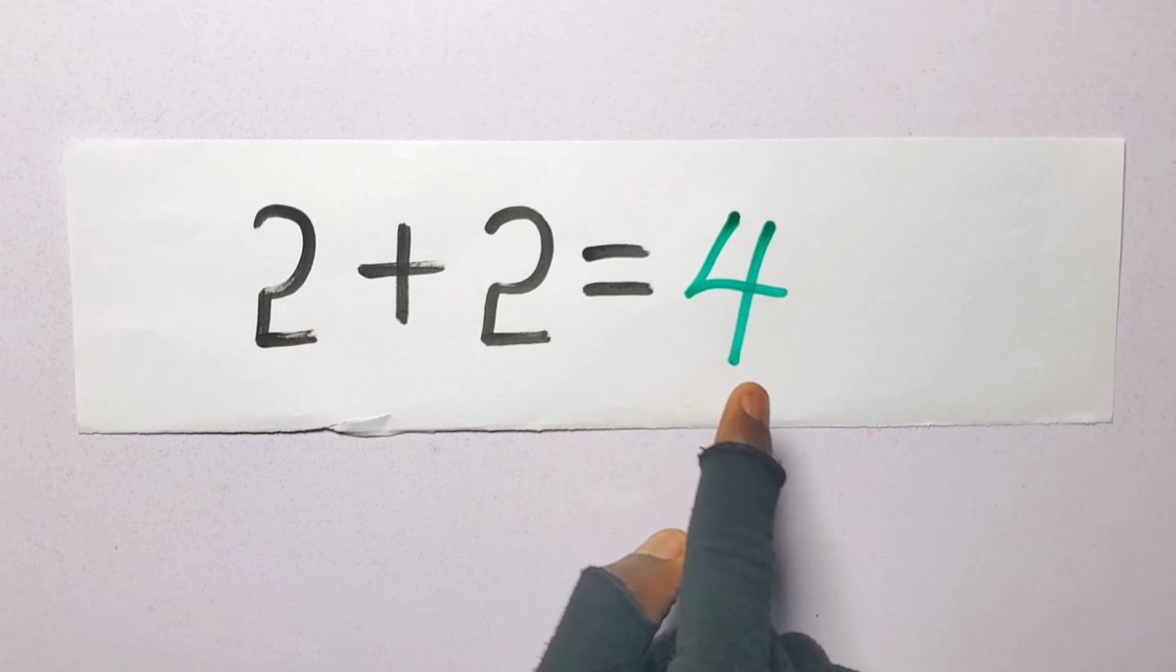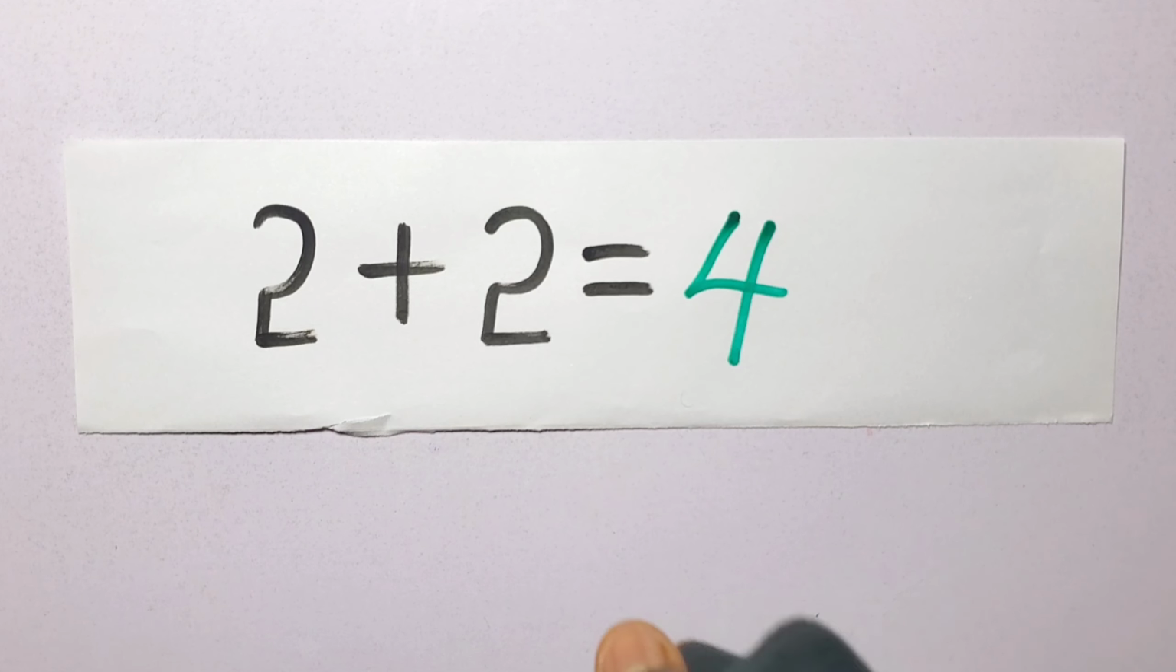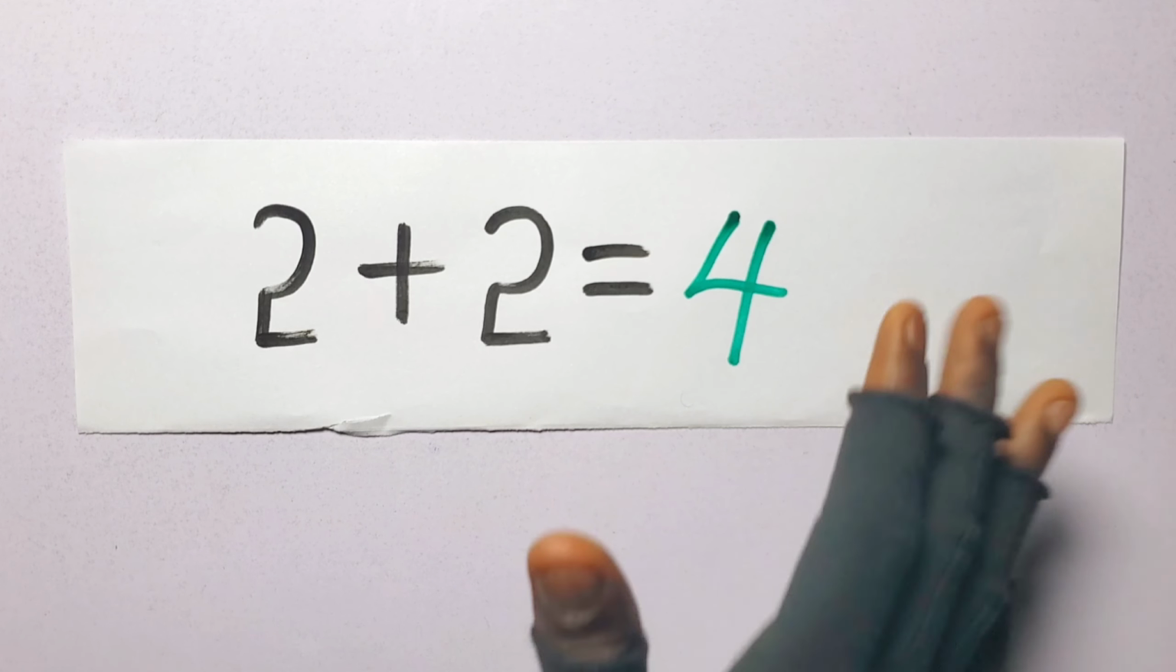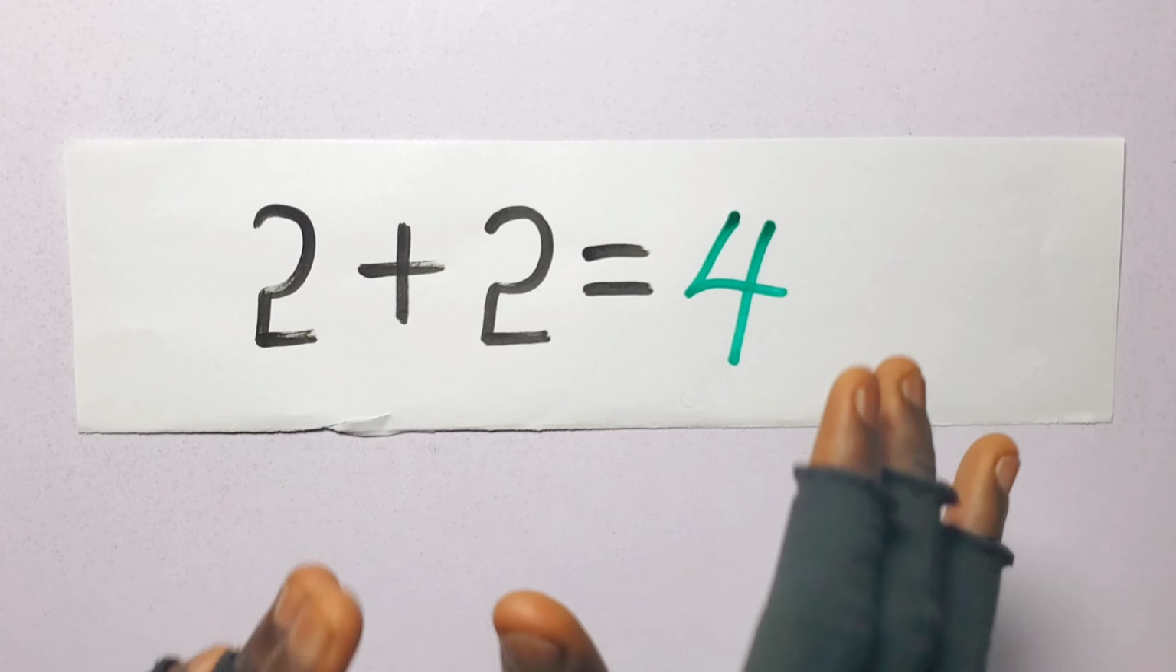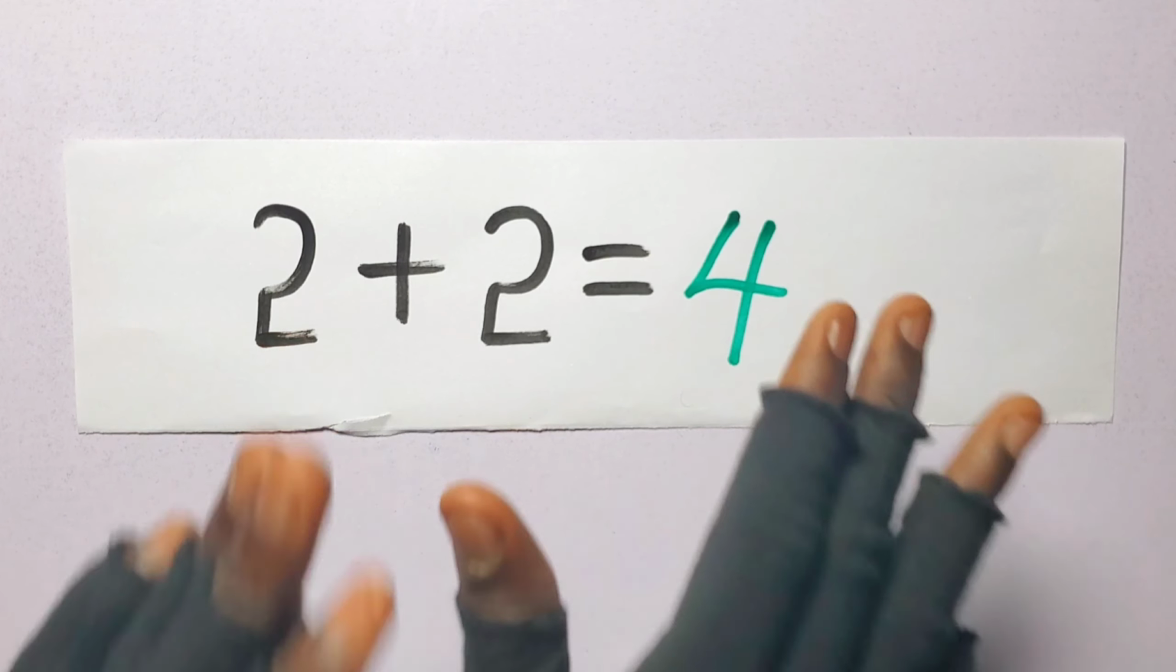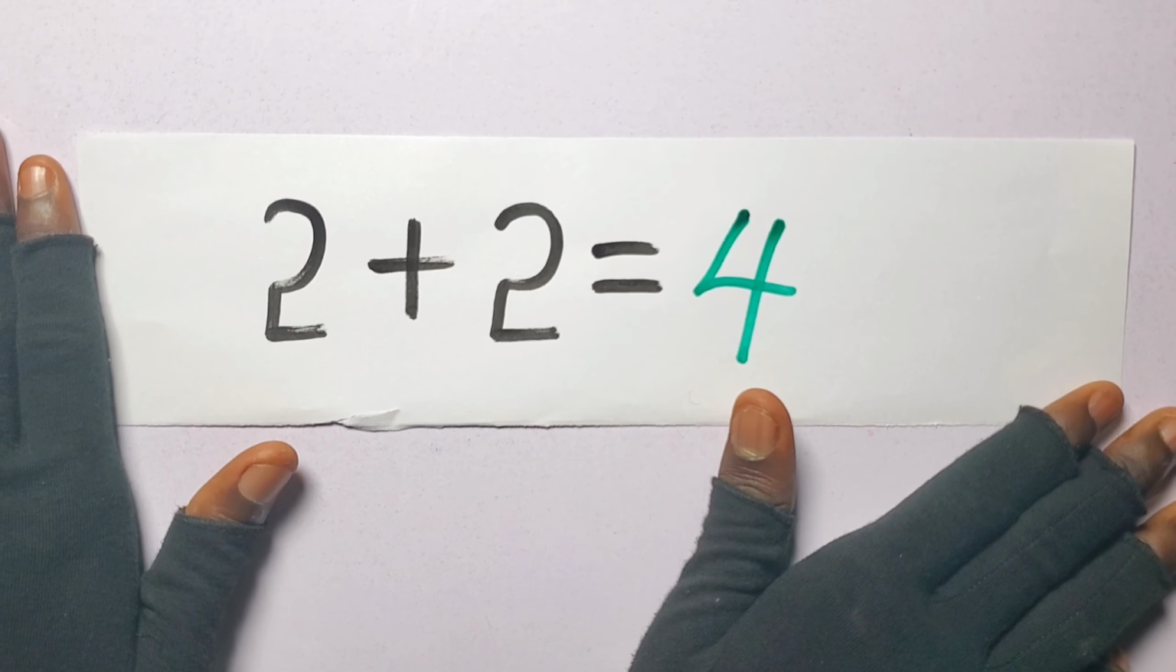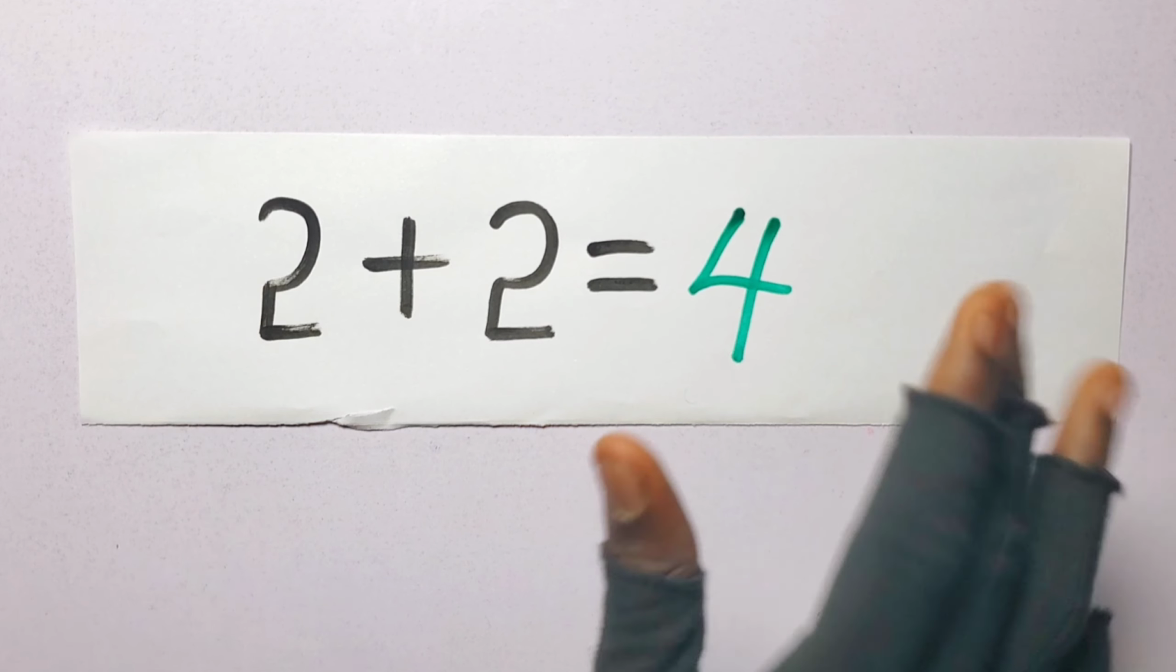This is the correct answer. The trick was hiding a 0. So, while it makes a great magic trick to confuse your friends, the laws of math remain unbroken. Okay? Did you fall for the trap?